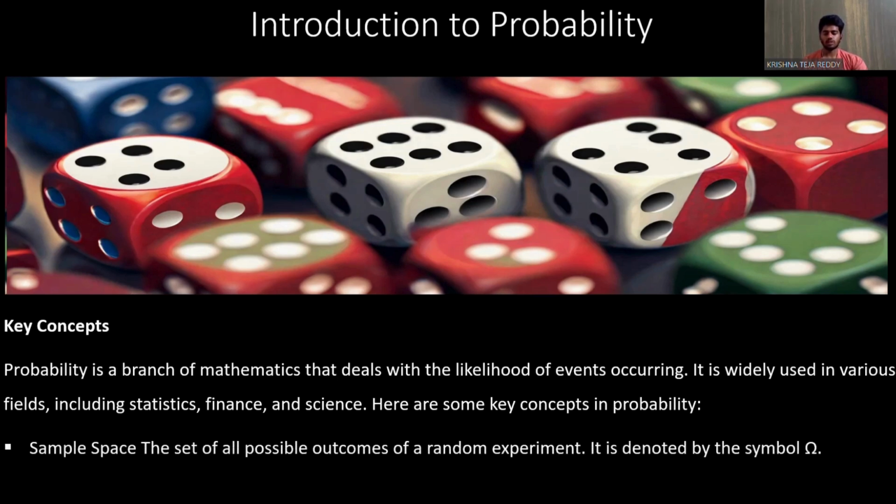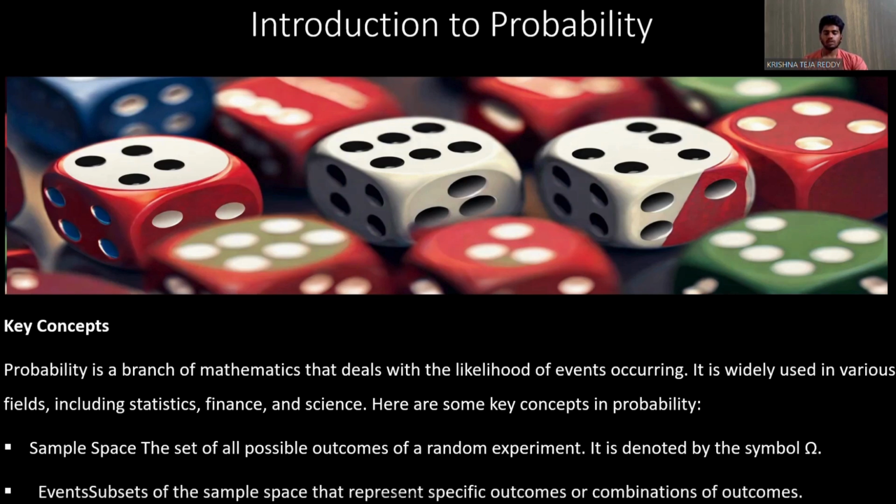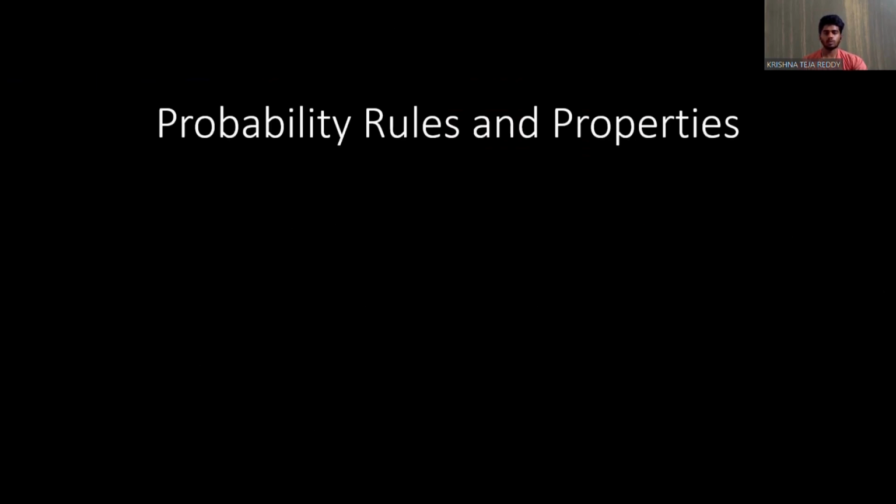The sample space: the set of all possible outcomes of a random experiment. It is denoted by the symbol Omega. Event: subsets of the sample space that represent a specific outcome or combination of outcomes.